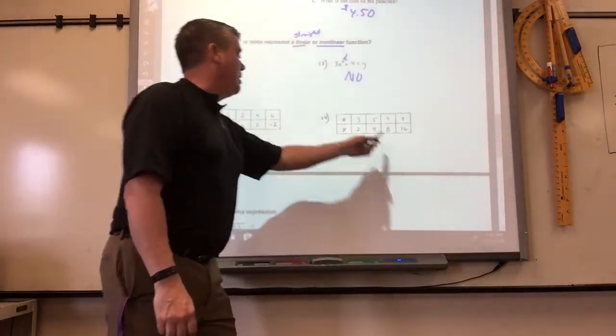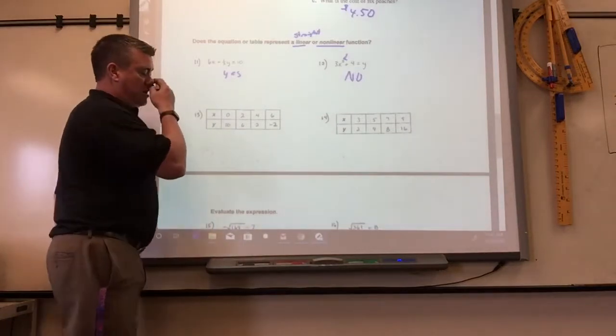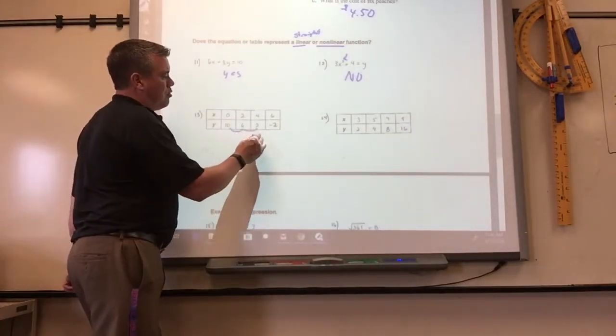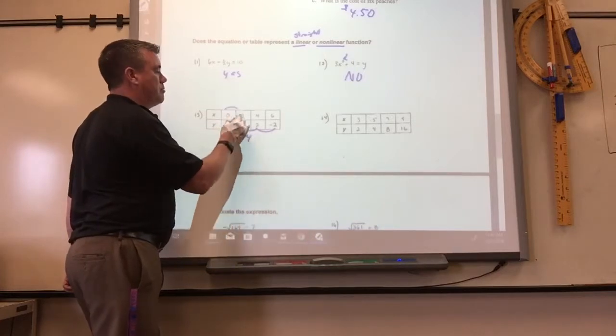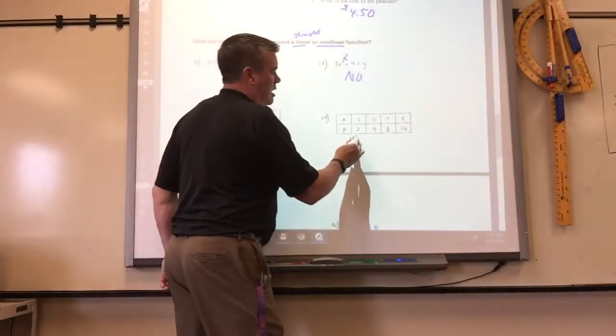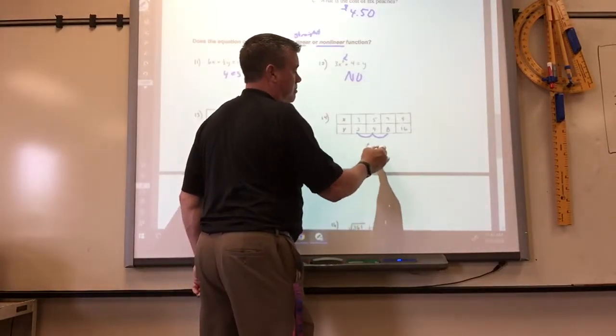When it's a function table, you just look to make sure they go up the same. Down 4, down 4, down 4, up 2, up 2, up 2. So that's a yes. Up 2, up 4. So that's no.